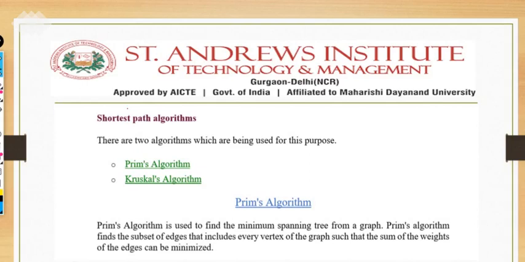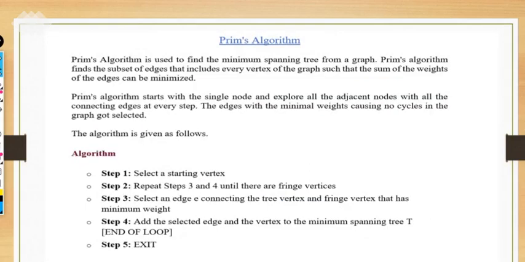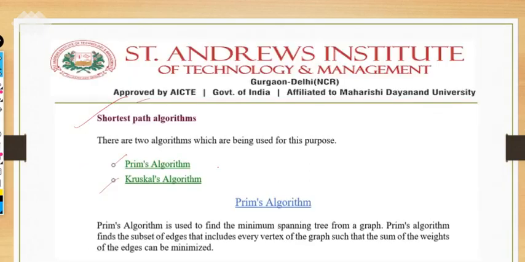Next are the shortest path algorithms. We have to find the shortest path in order to cover the minimum spanning tree. Okay, so to find the minimum weight, we need to cover those algorithms. By following these algorithms we will cover the minimum spanning tree, the least weight. So first we will discuss Prim's algorithm, and after that Kruskal's algorithm. What about Prim's algorithm?